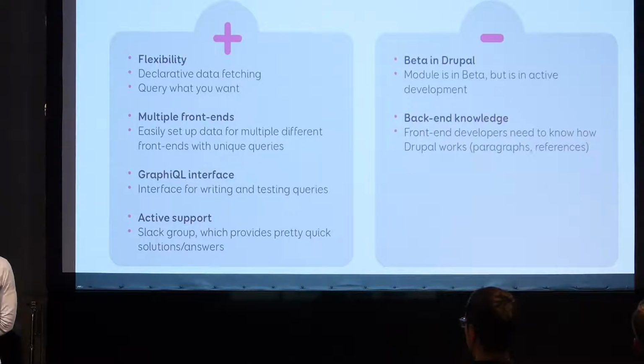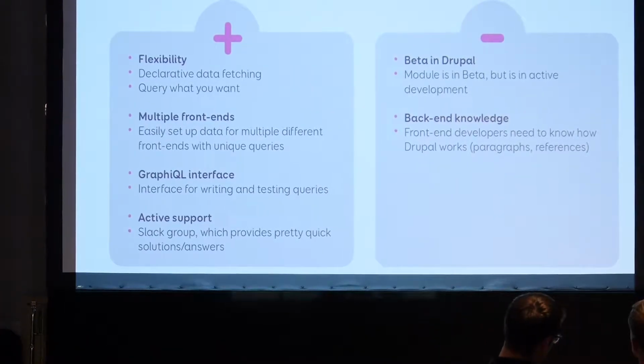Then we go back to the flexibility part. As I said, there is an option to select what you want to query. So if you have the same backend and multiple front ends, you can make different query maps for each one of them, and they can get what they want.